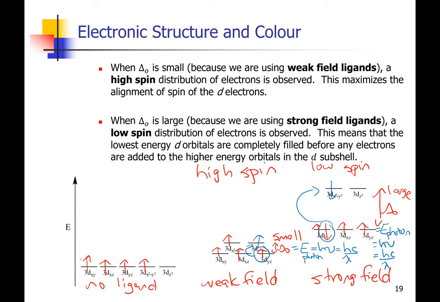That means we need two fundamental things. We need at least one electron in one of those lower energy d orbitals, and we need at least one empty space in the higher energy d orbital.